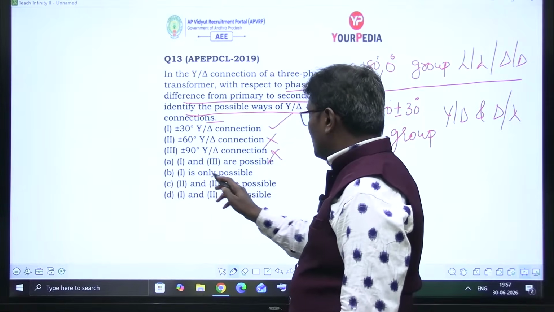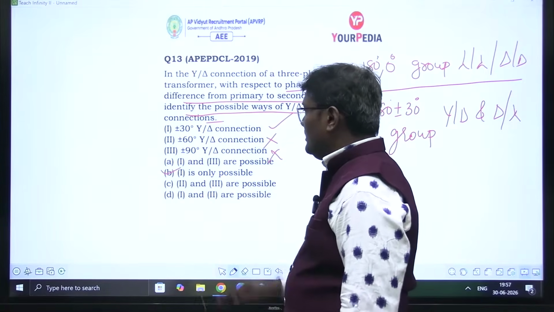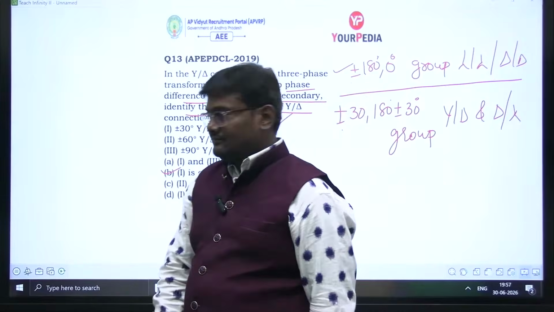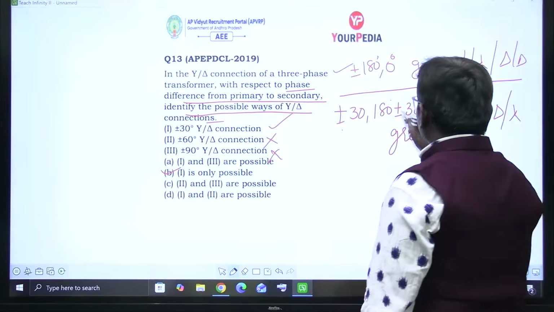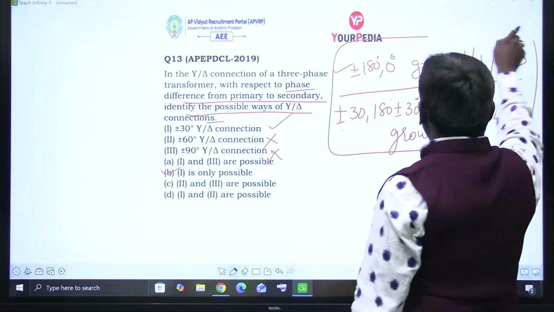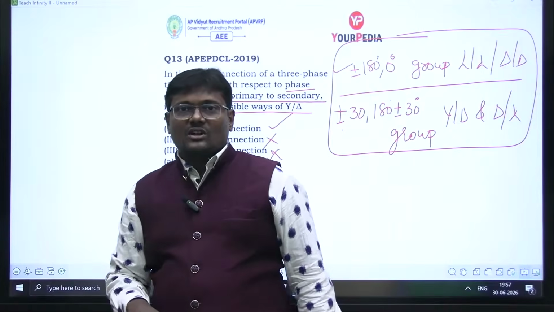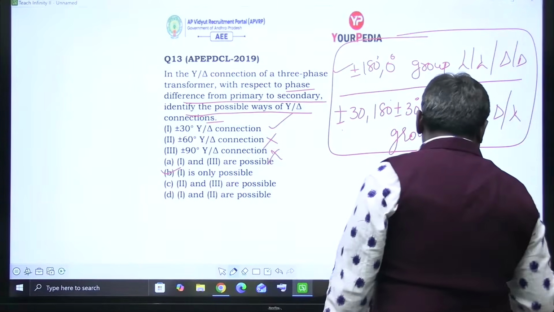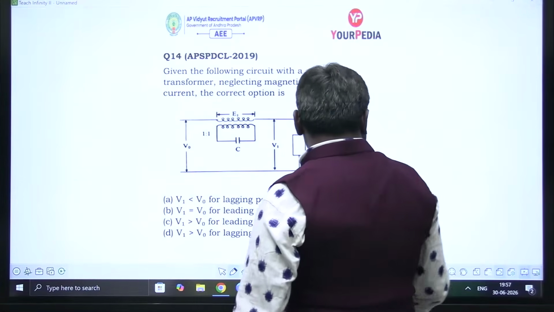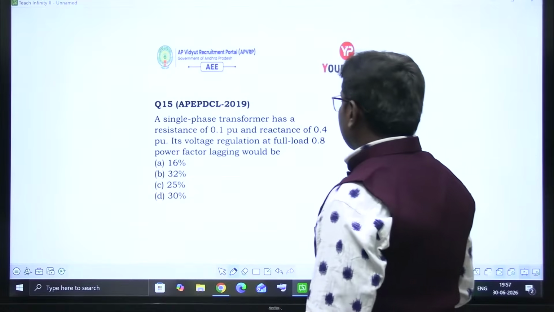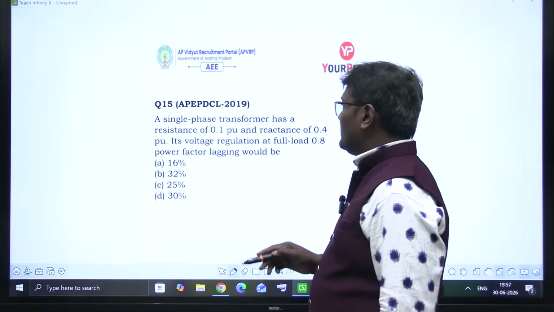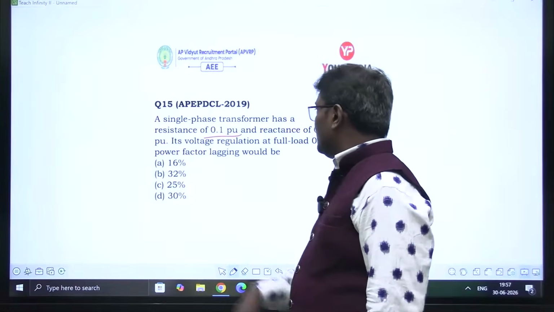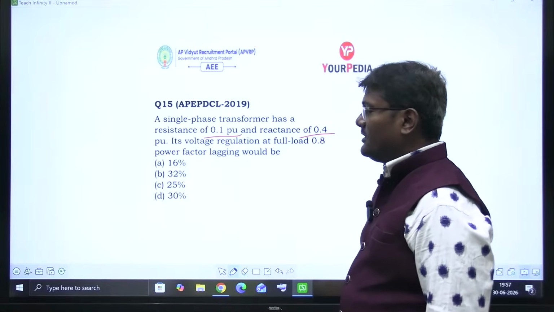That means not option A, B is correct. Only plus or minus 30 is possible. So these groups you have to remember. So when you are going for three-phase transformers, this one is correct. Okay. Now, a single-phase transformer has a resistance of 0.1 per unit and reactance is 0.4 per unit.